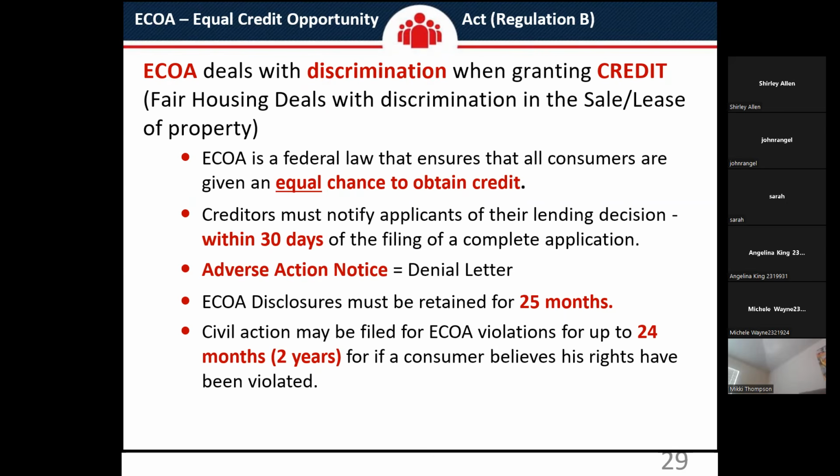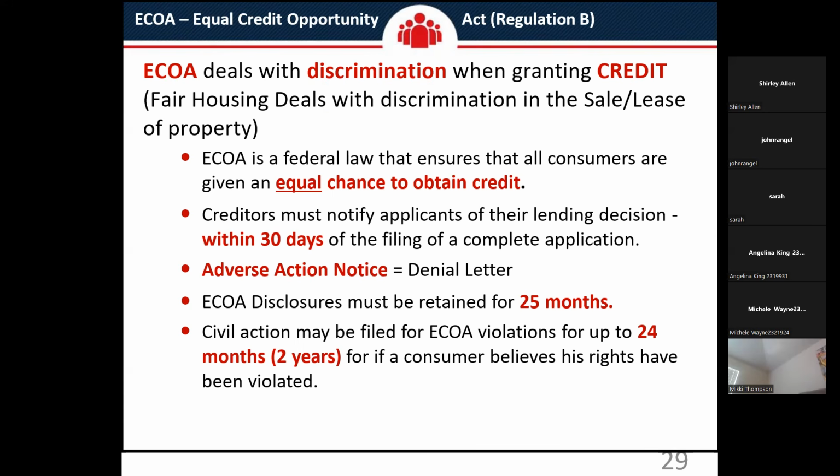So ECOA is a federal law that ensures that all consumers are given an equal chance to obtain credit. Creditors must notify applicants of their lending decision within 30 days of the filing of a complete application. If they are denied, they get what's called an adverse action notice. So a denial is an adverse action notice. ECOA disclosures must be retained for 25 months. Everybody I've ever talked to missed that one. It just didn't look right, so they picked 24 months. The correct answer is ECOA disclosures must be kept for 25 months.